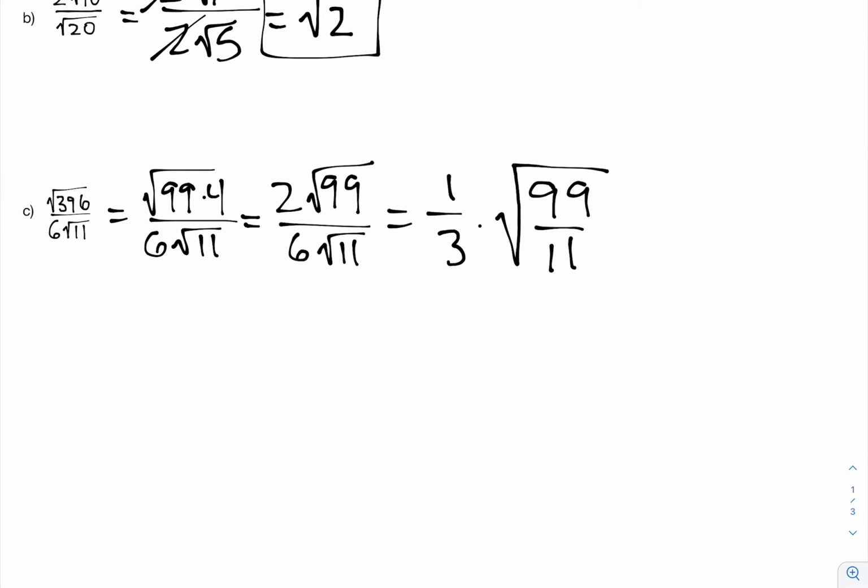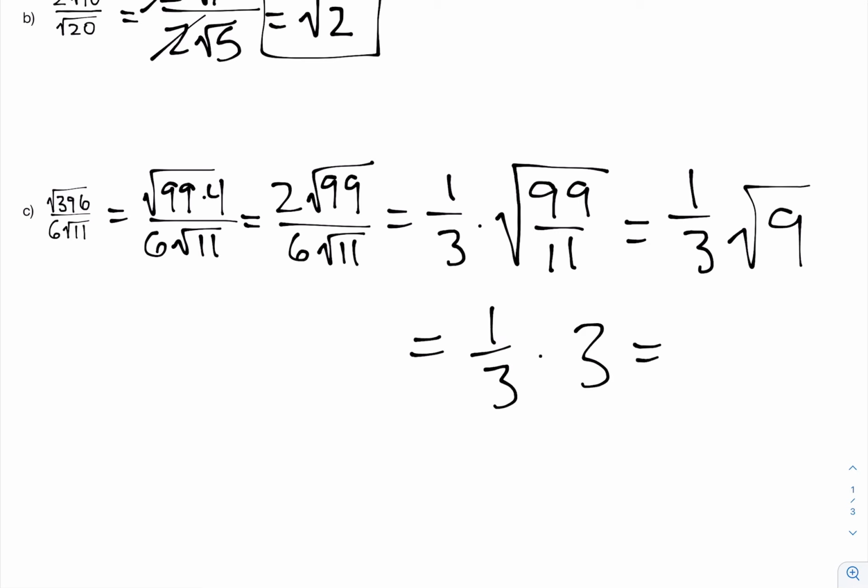And we know that the square root of 99 over 11 is equal to, well, 99 over 11 is 9. So 1 over 3 times the square root of 9. Okay, and this equals 1 over 3 times, the square root of 9 is just 3, so 1 over 3 times 3, and this equals 1.